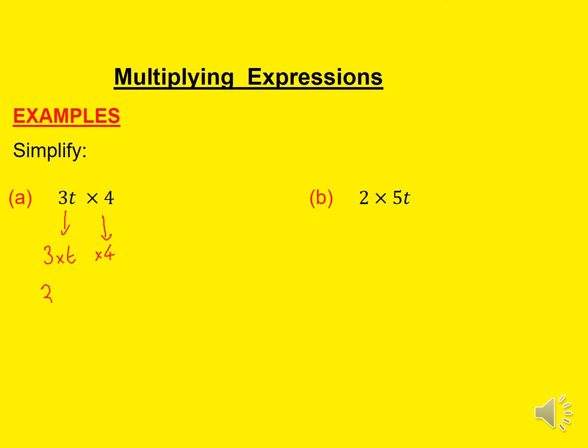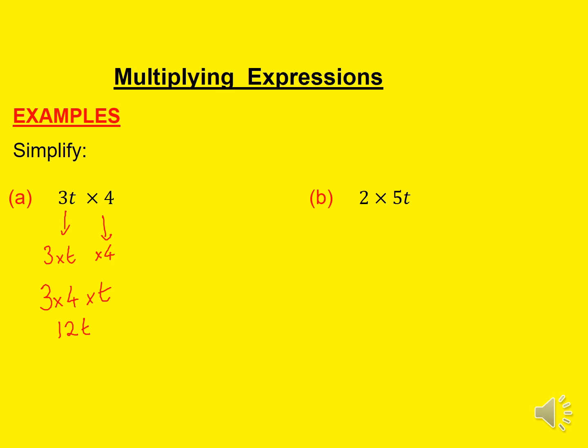As long as we're timesing all 3 of these things together, it doesn't matter what order we do. So rather than 3 times t, then times 4, we can do 3 times 4, then times t. So 3 times 4 is 12, and then times t, so that is 12 times t, or 12t. So the key thing is that we can times the numbers and then times the letters.